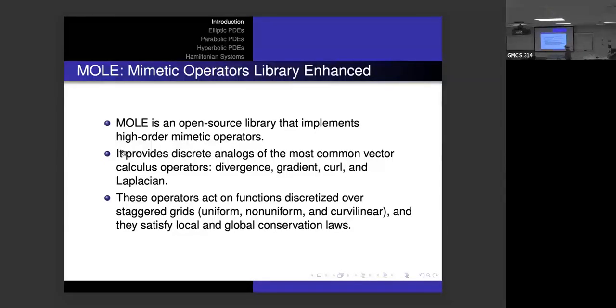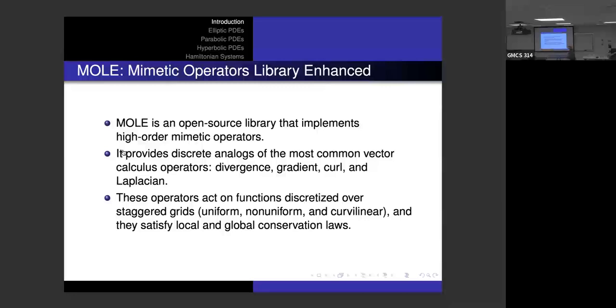Okay, so again, in this case, MOLE provides you the operators. We're talking about space. By the way, one thing that is important to emphasize is that divergence, gradient, and curl have nothing to do with time. Those are space representations of these operators. When I solve a time-dependent problem, then you have to use a time integration scheme in connection with this. At the moment, we also have some examples in the library with time-dependent problems.